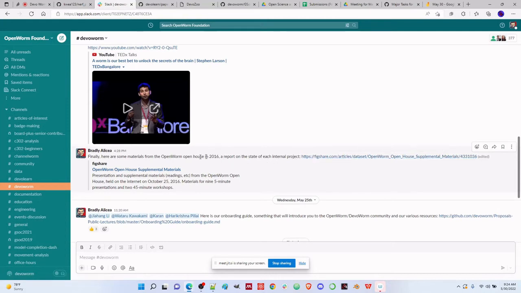Now it's a bit dated. It's from 2016, so some of these projects have moved on since this time, in terms of their progress. But this is a good guidepost to some of the things that have been done in OpenWorm.